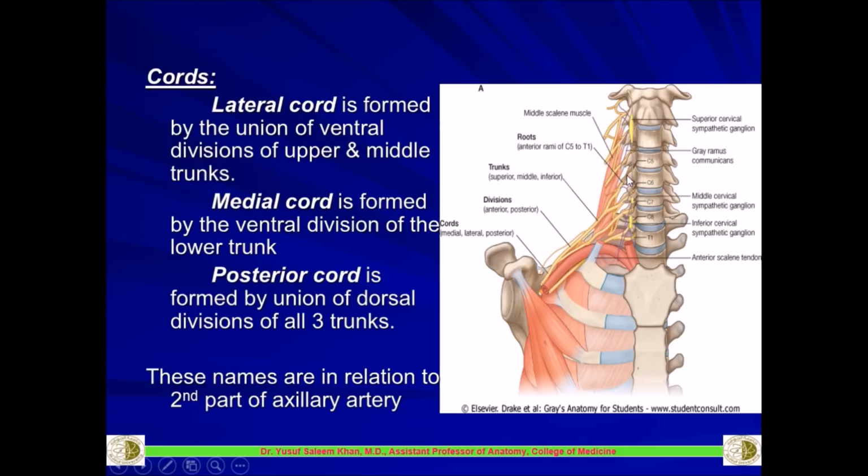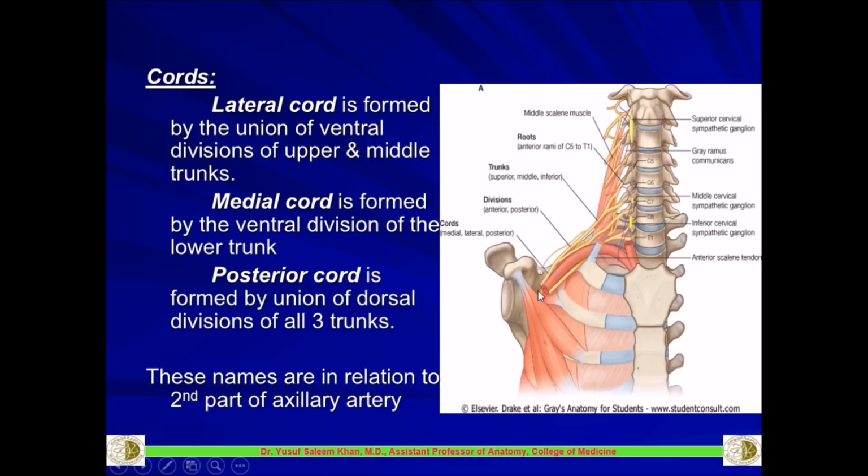Now again you can see here these are the roots C5, C6, C7, C8 and T1. The C5 and C6 join to form the upper trunk, the superior trunk. The C7 continues as the middle trunk, and the C8 and T1 join to form the inferior trunk. Now these three trunks divide into anterior and posterior division or the ventral and dorsal division. The anterior division of the superior and middle trunk will join to form the lateral cord. The anterior division of the inferior trunk will continue as the medial cord, and the posterior division or the dorsal division of all the three trunks will join to form the posterior cord.